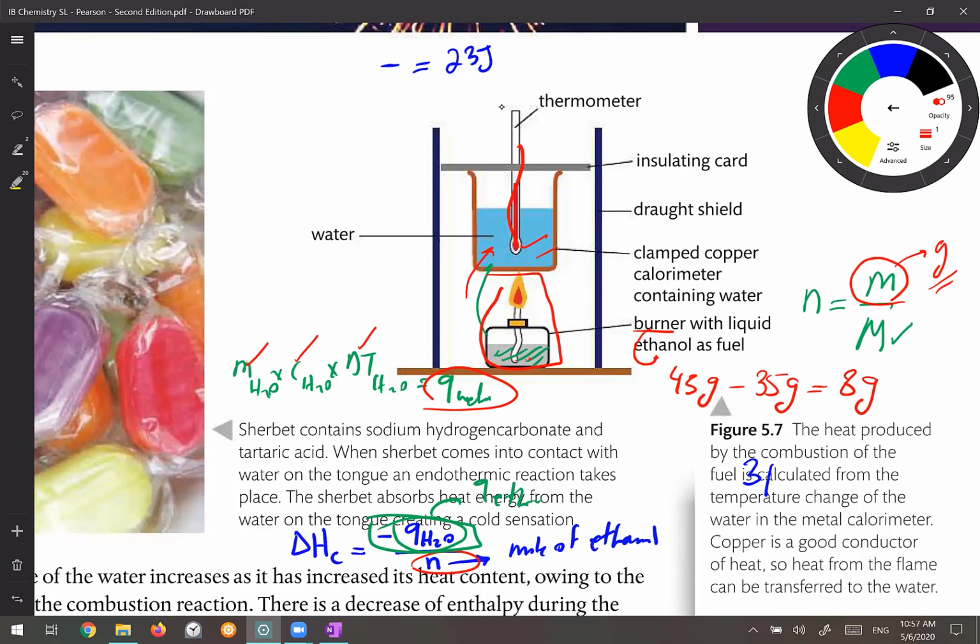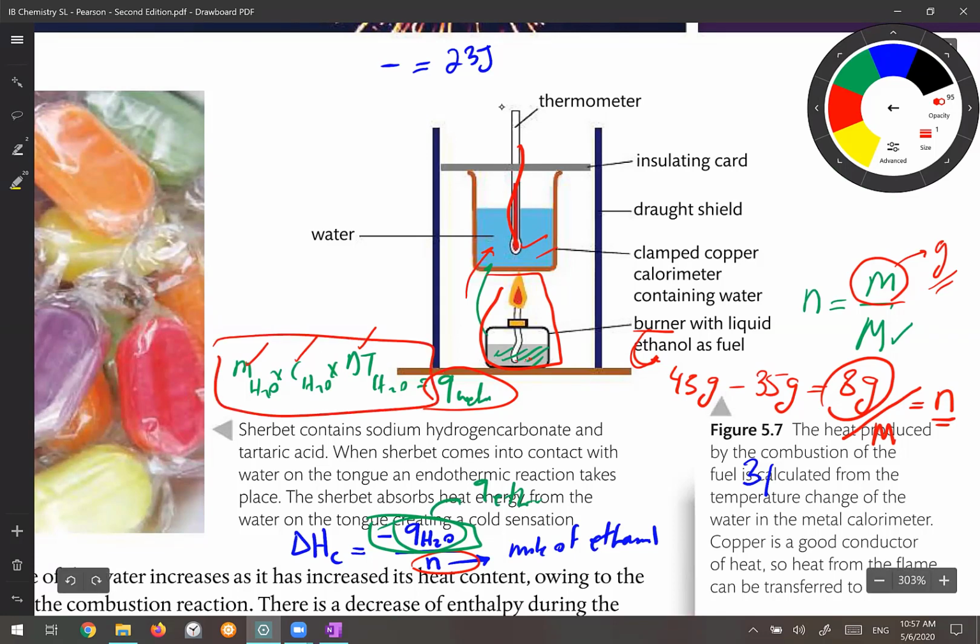So by measuring the mass of the burner, which contains your fuel, in this case ethanol, before burning and after burning, you can know how many grams of it are burned. If you divide that by the molar mass, you can understand how many moles of it are burned. So the Q which you get here from the temperature change of the water must be divided by this number of moles to find the delta H for 1 mole. So the unit is joule per mole. The unit of the delta H is joule per mole.